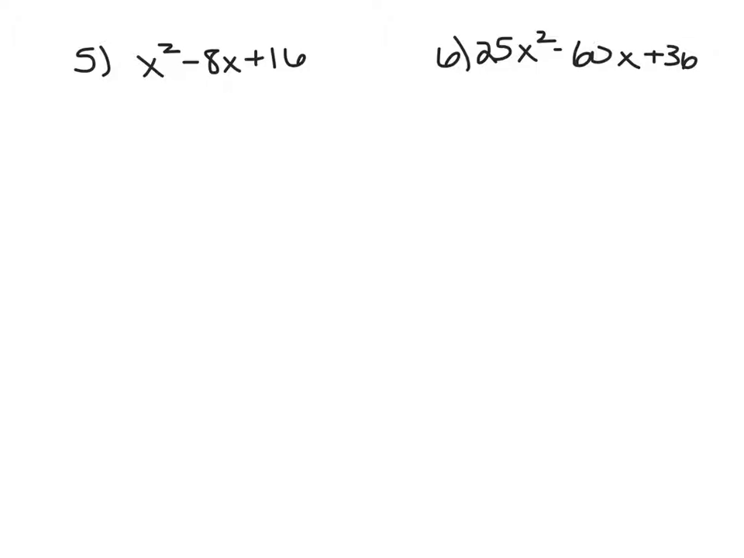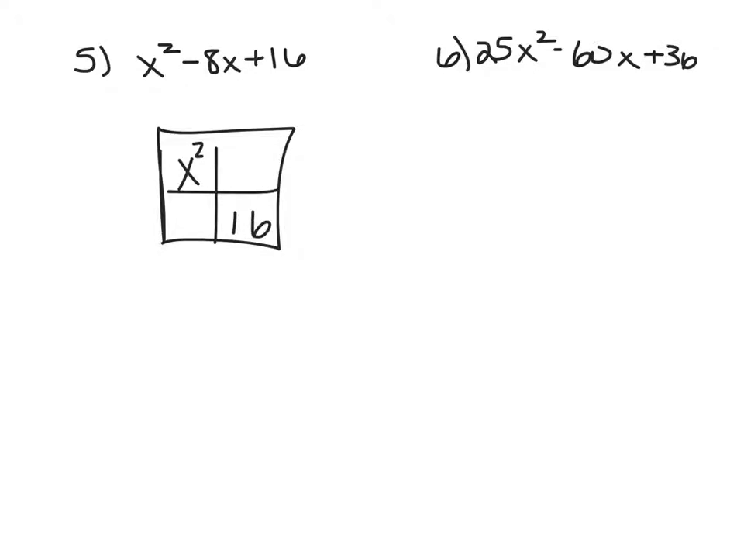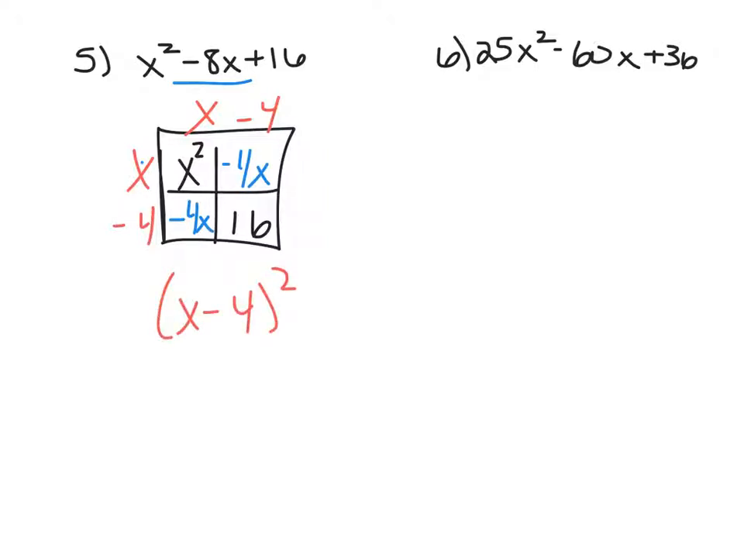Last two. So x squared, 16, split my middle in half, so that'd be negative 4x, which would be x, negative 4, x minus 4 squared.